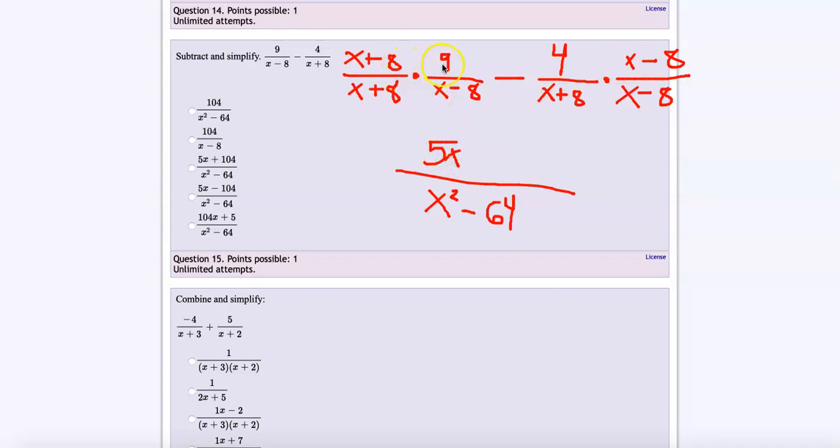And then I have 8 times 9 is 72. This is a minus minus here. So this is negative 4 times negative 8, so that's 32. Negative 4 times negative 8 is positive 32. So I have a positive 32 and a positive 72, which leads me to a positive 104. And that would be this answer choice right here.